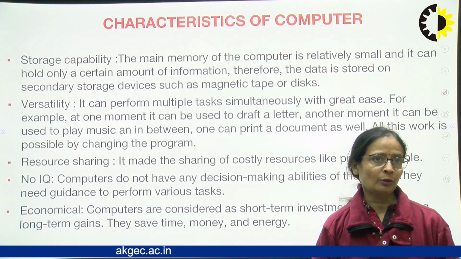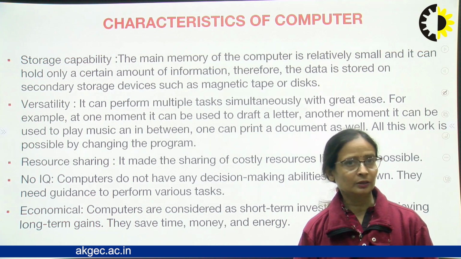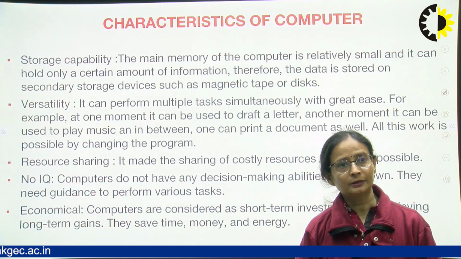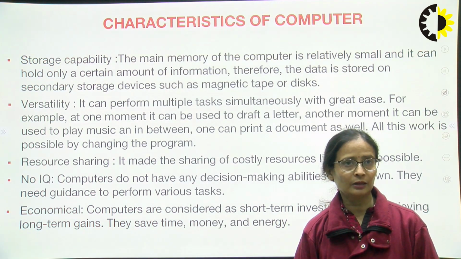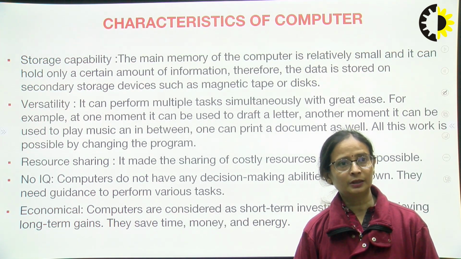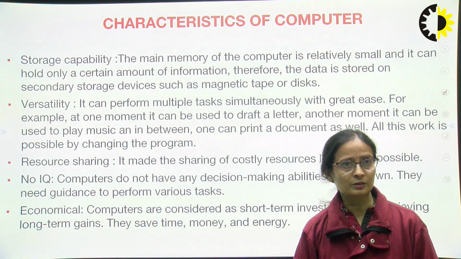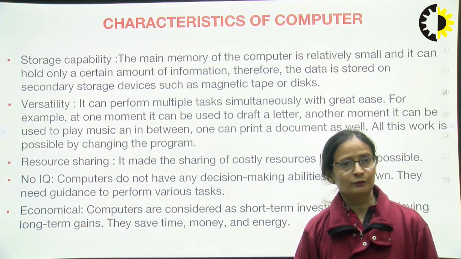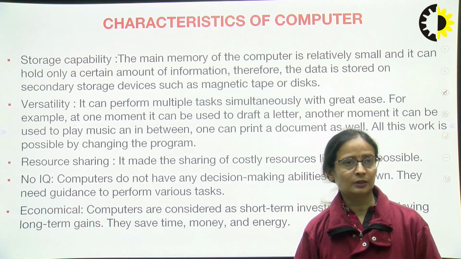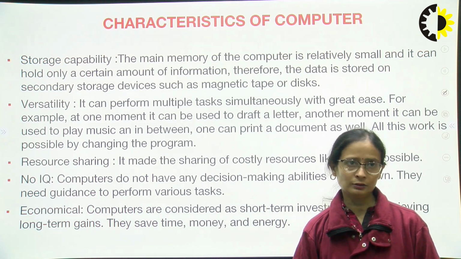Versatility. It can perform multiple tasks simultaneously with great ease. For example, at one moment it can draft a letter, you can listen to music, and you can download something in the background. But if you ask a human being to complete multiple tasks simultaneously, it is a very difficult task for him or her. First he will complete the first task, then he will go for another one. But for a system, it is like concurrent execution of all the programs.